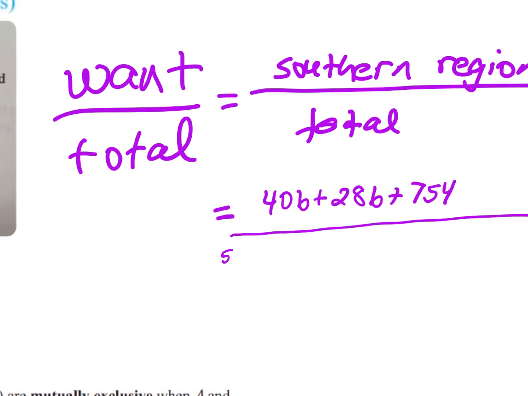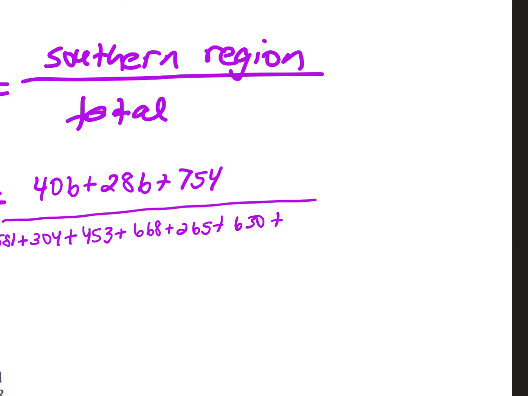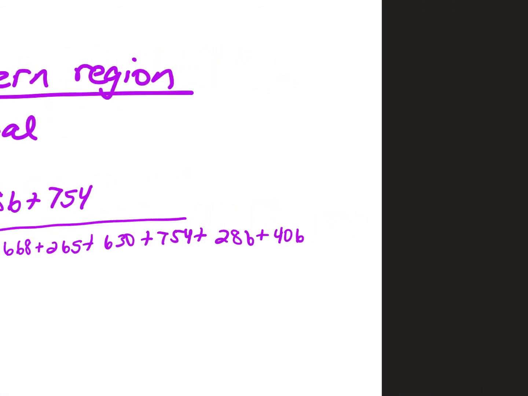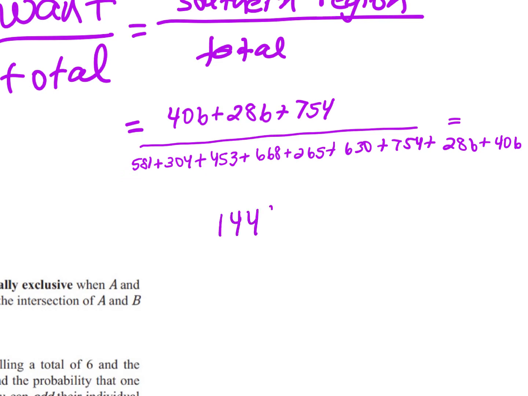So let's not skip any. Let me write it down. 581 plus 304 plus 453 plus 668. Does it matter what order you add these in? No. So if you write them down differently than I do, just make sure you get them all written down. 630, 754, 286, and 406. Did I get them all? For the interest of time, I'll add this for you guys. It's 1446 over 4347. All right, there's my answer.